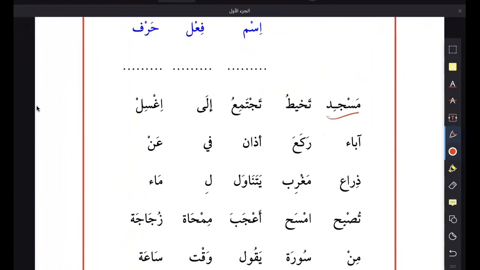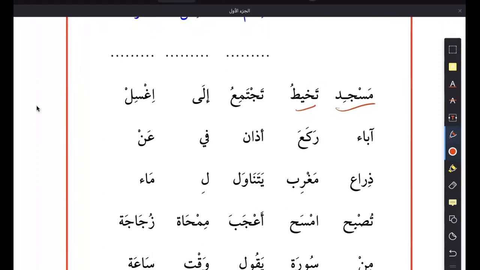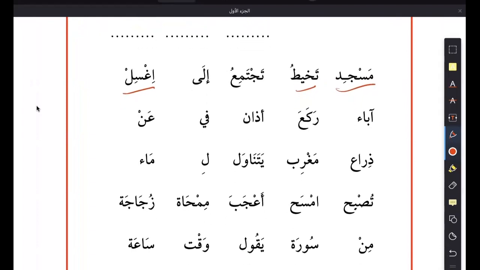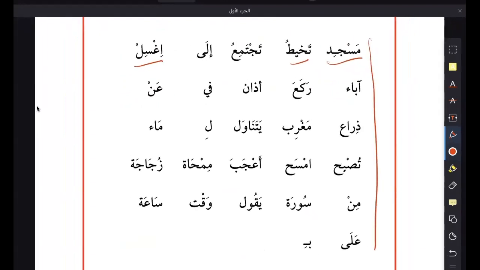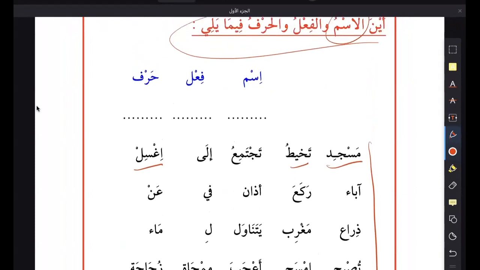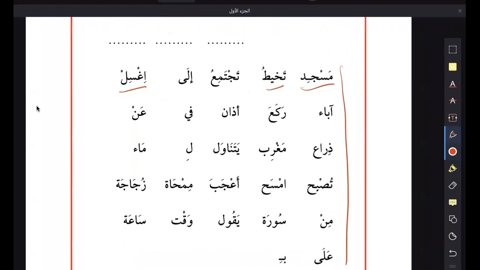Okay. So masjid is, of course, it would be what? It would be ism. Then takhtu, it would be what? It would be a fi'l. Tajtami'u would be a fi'l, verb. Ila, it would be harf, particle. Igsil would also be a verb. Okay, aba would be ism. Raka'a, to bow down, would be fi'l. So I think inshallah you can go through all of them. These are very easy. I don't see any difficulties in here, at least at this stage. So I want you to complete this exercise.